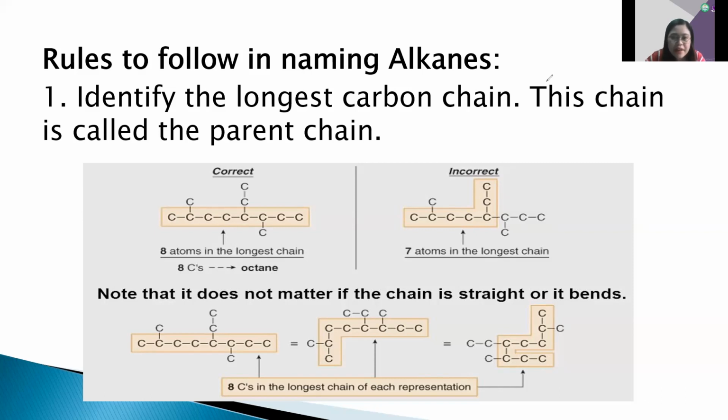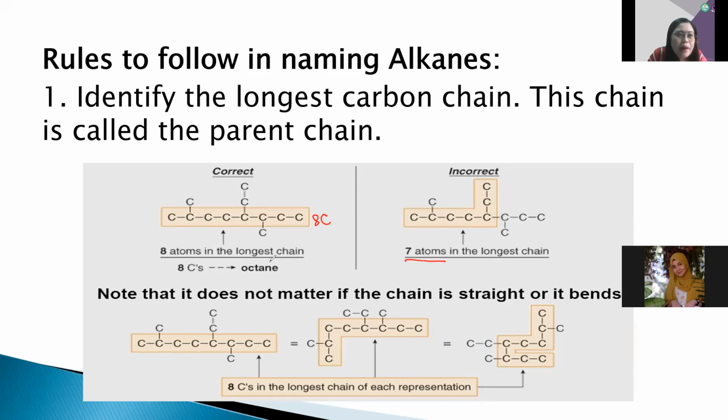So just like our example on the screen, you have this one. Yung naka-yellow, that will be a straight chain. And if you count those carbons, we have a total of 8. Okay? But if liliko kasi tayo, this will just be 7 carbon atoms. So since ang ating number 1 rule is to look for the longest chain, then ito yung ating gagamitin. This will be our longest chain, 8 carbon.